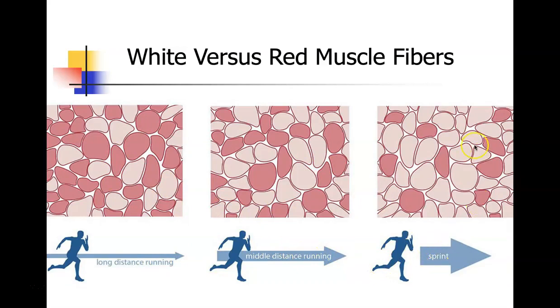So here's our sprinter with lots of the fast twitch fibers. Here's our long distance runner with a lot of the slow twitch fibers, and then people that do middle distance running are going to see some combination thereof. Okay? And so next time you exercise, think about your muscle contractions and think about some of this activity you might be doing that might be changing your muscle physiology.